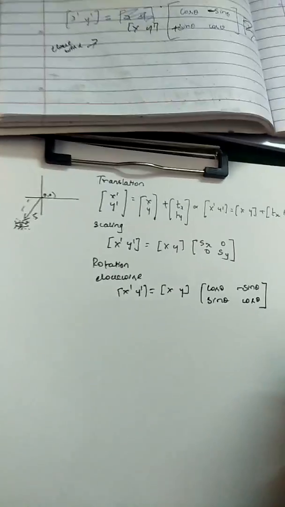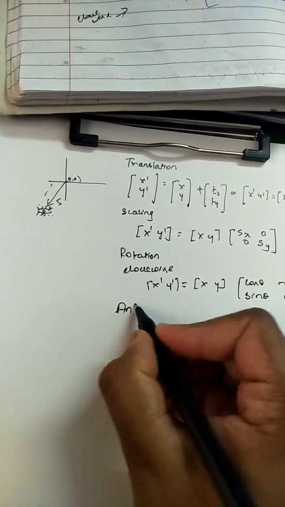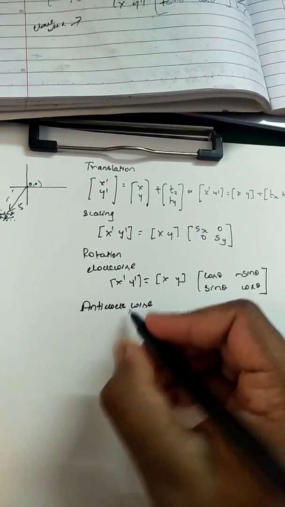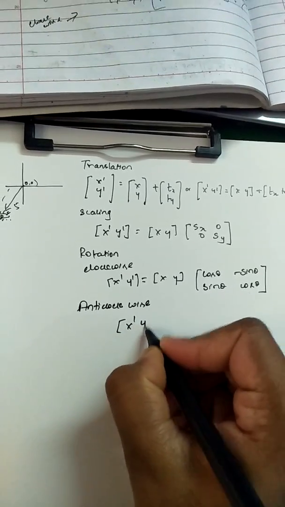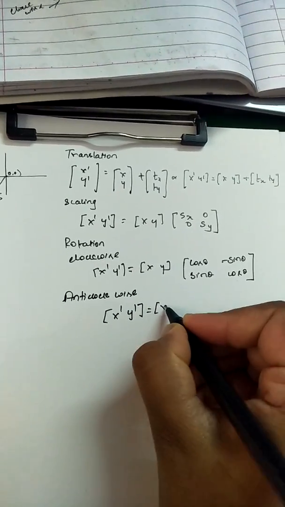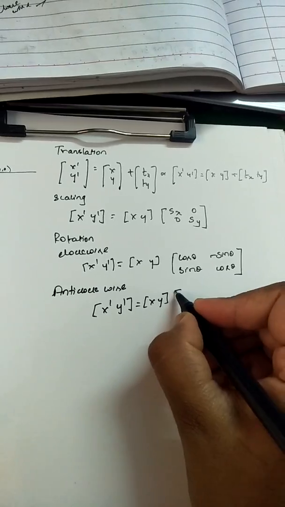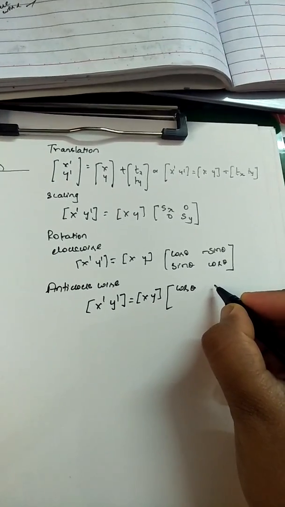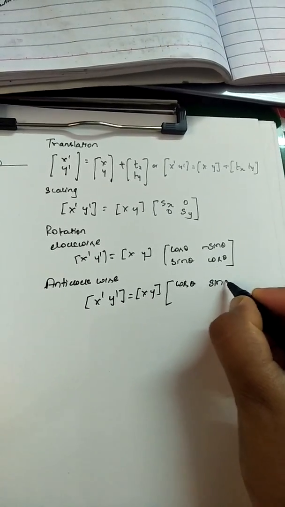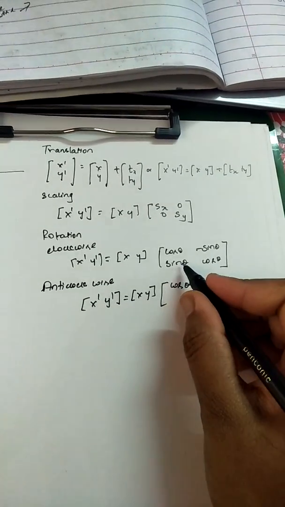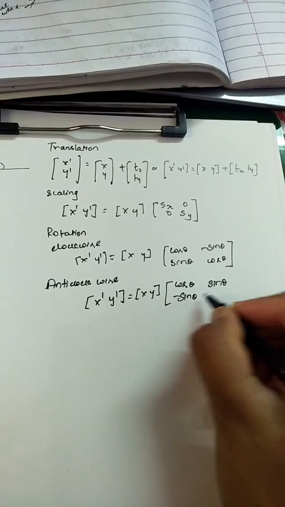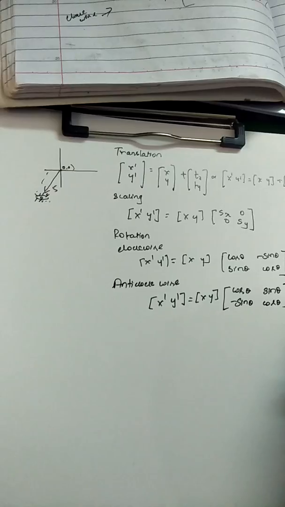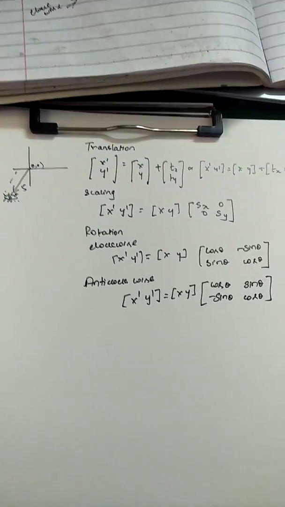If we have this, then we can easily get the anti-clockwise one. For anti-clockwise, x dash y dash equals x y times the matrix with cos of minus theta, which is cos theta, sin of minus theta, which is minus sin theta, so that becomes plus. Sin of minus theta is minus sin theta, cos of minus theta is cos theta. So this is the case.